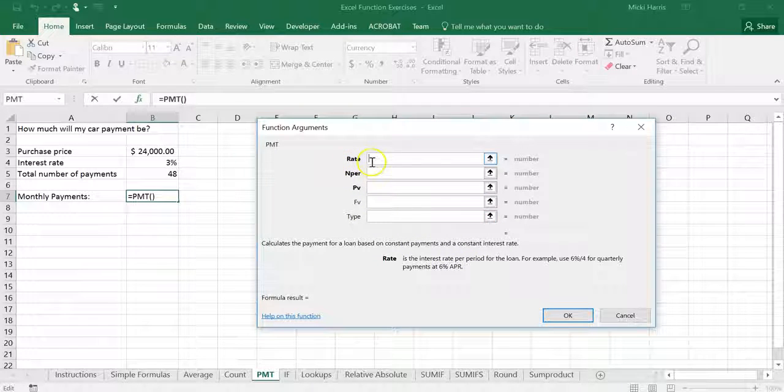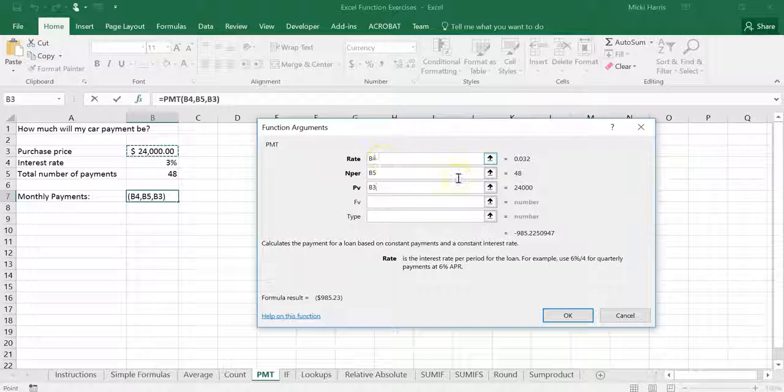So what is my rate, my interest rate? Well, it's 3%. So what is Nper? It's the total number of payments for the loan. And I'm going to pay for 48 months on this car. And PV is the present value, the total amount that I'm going to be paying. And I've decided I want this car for $24,000. So I click on that.